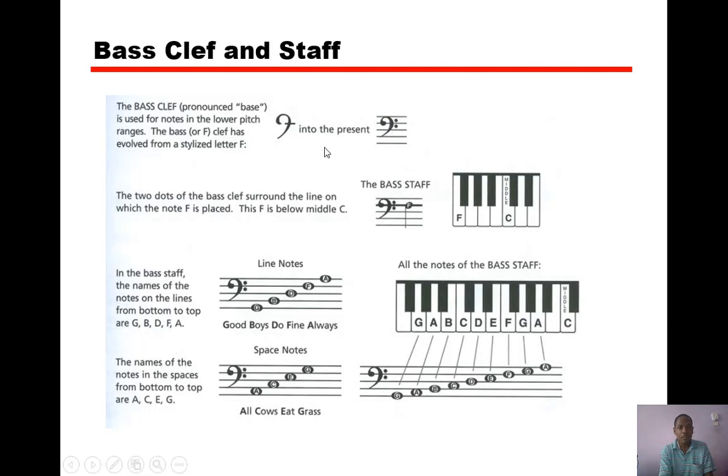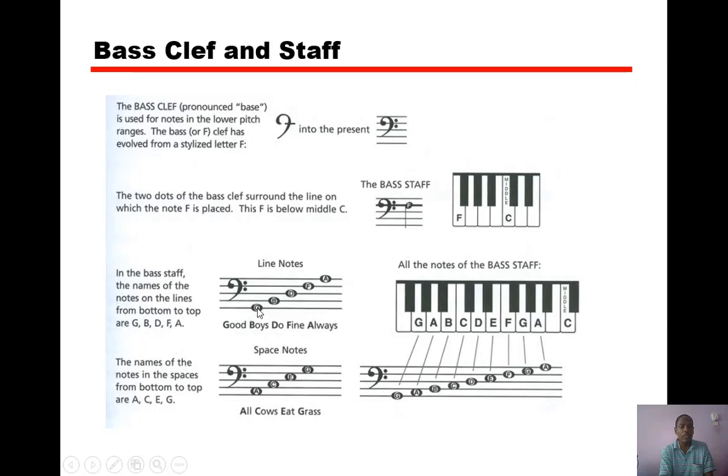Okay. There are always 2 dots after the clef. And these 2 dots surround the F line. So the clef starts on the F line and the dots also surround the F line. Okay. So the lines and spaces on the bass staff. Now the bass staff is made up of the bass clef and then the 5 lines.